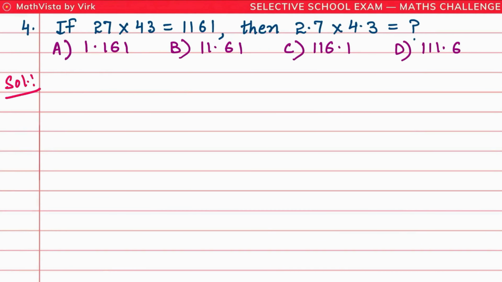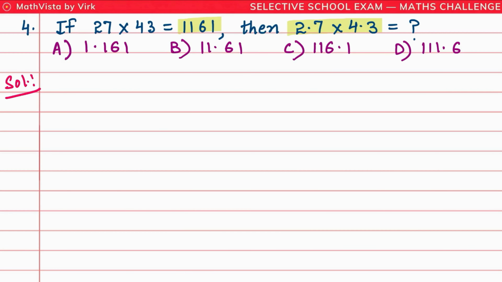Let's start question number 4. If 27 times 43 is given as 1161, then we have to find what is 2.7 times 4.3. Actually we don't need to multiply, we need to understand the pattern, and before that quickly see the options. Option A 1.161, option B 11.61, C is 116.1 and D is 111.6. Okay, let's start the question.